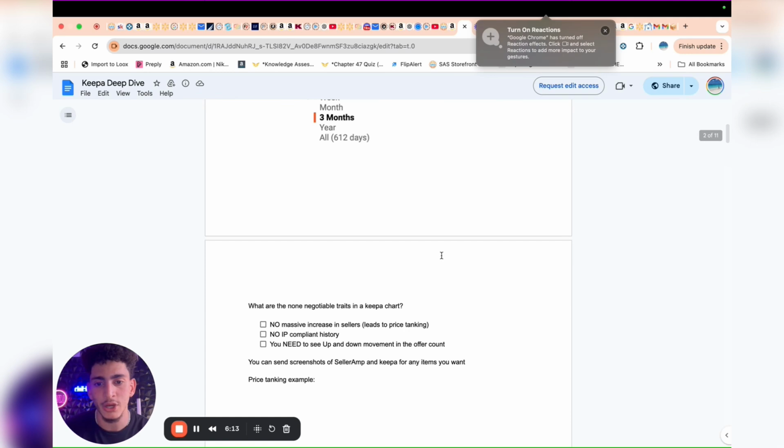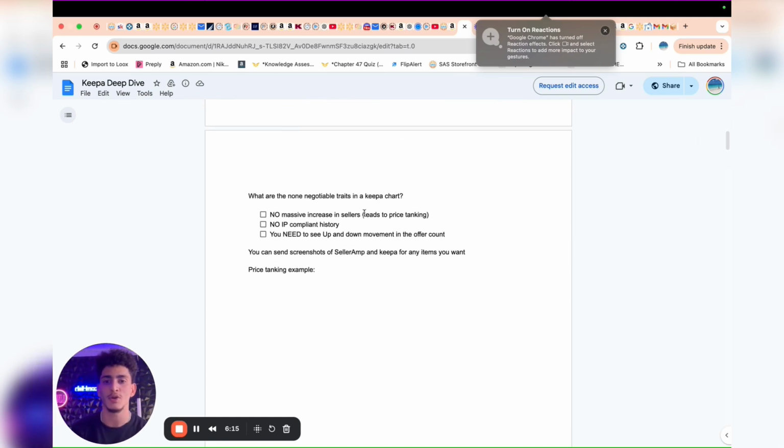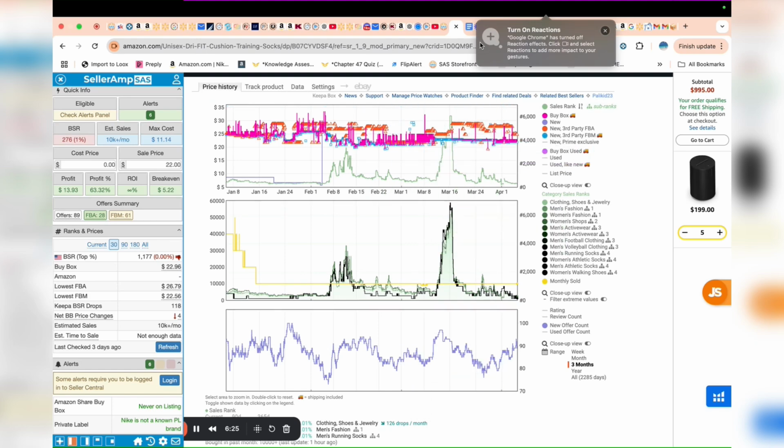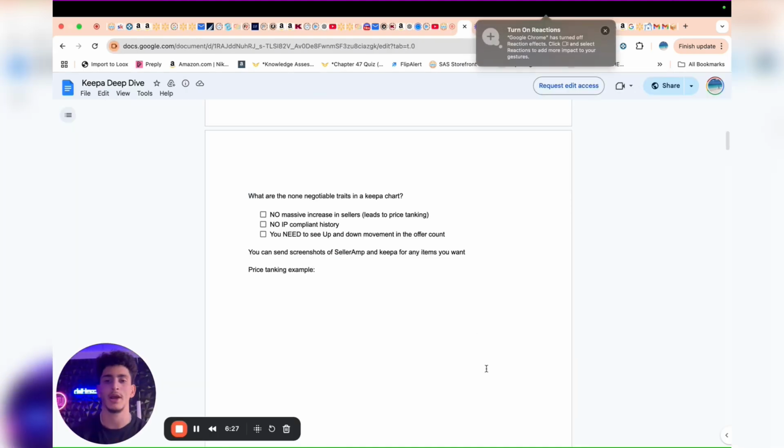Now, if I go back down here a little bit, I want to go over what are the non-negotiable traits in a Keepa chart, right? So first and foremost, no massive increase in sellers, right? So it goes back to the offer count. Let's say this offer count looked like it was going in an upwards trend. If the offer count ever looks like it's on an upwards trend, that could be a red flag for future price tanking. Because obviously, if sellers are increasing in competition, that typically means price might go down, right? And obviously, you want to avoid these kinds of things, aka price tanking, because that can bite into your margins.